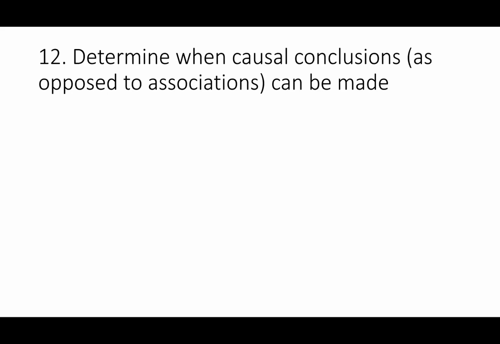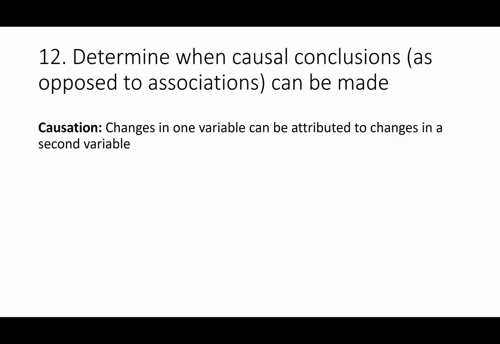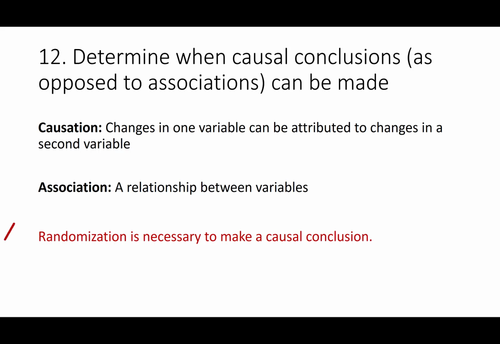To determine when causal conclusions, as opposed to associations, can be made, we need to look at the design of the research study. If we're making a causal conclusion, we're saying that changes in one variable can be attributed to changes in a second variable. This is different from an association, which is a relationship between variables. Randomization is necessary to make a causal conclusion.